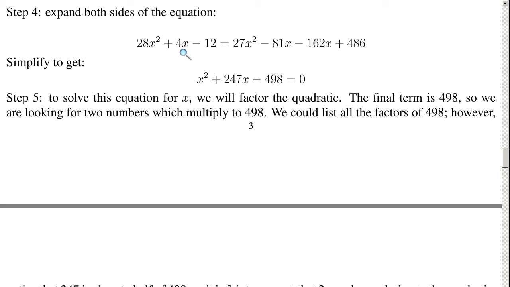And when you add the three of those together, you get 247x. And then finally, the regular numbers is just negative 12 over here and positive 486 over here. So we have to subtract 486 so that we can bring everything over to the left side of the equation. Subtract 486 on this side to cancel it. Subtract 486 on this side. So we have negative 12 minus 486, giving us negative 498. And so here's our equation. X squared plus 247x minus 498 equals 0. Okay. Deep breath. And we move on to step 5.